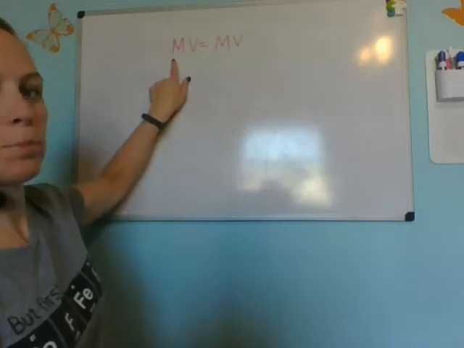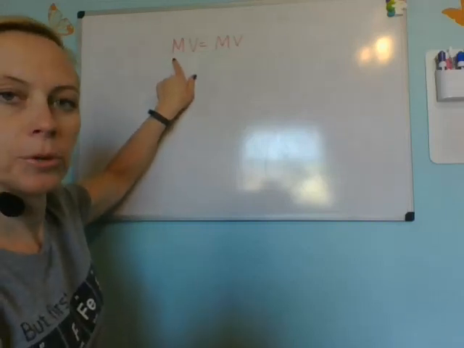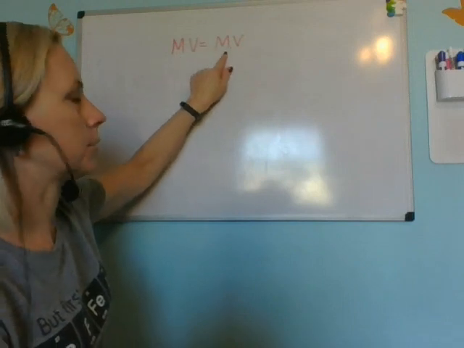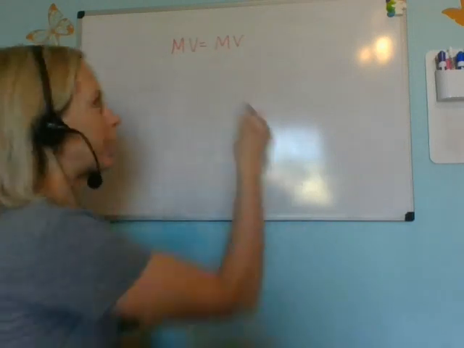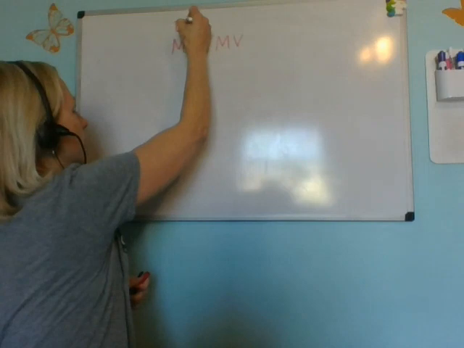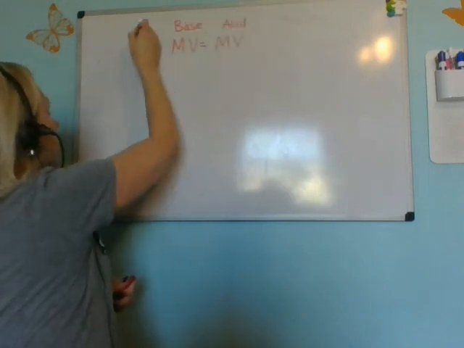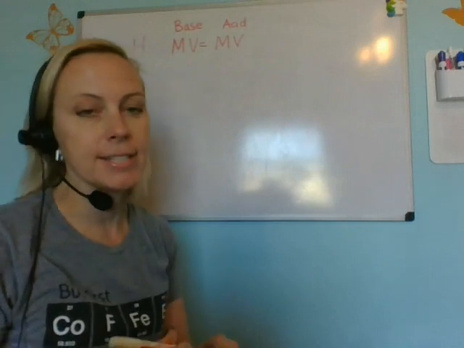Welcome back. The equation that we've used prior to this lesson, when we knew it was a one-to-one ratio of acid to base, was MV equals MV. And really that's a shortcut way for comparing your base to acid or vice versa. But again, this is when the acid to base ratio is one-to-one.